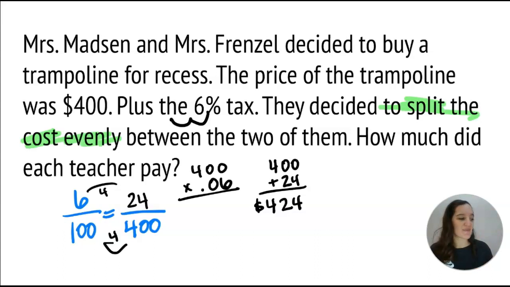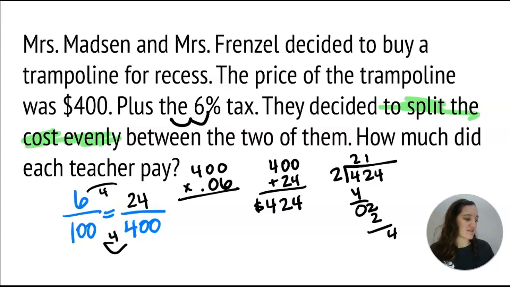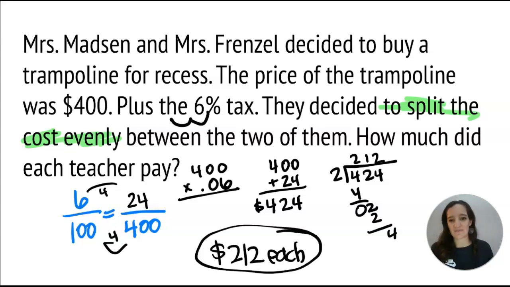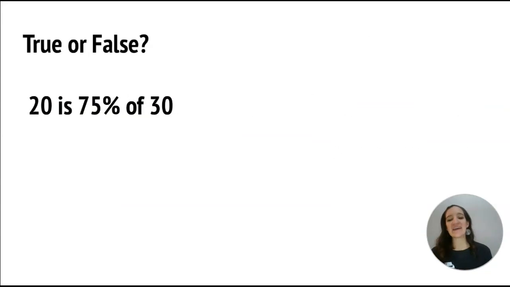Now let's get to the part where they decided to split the costs evenly. There's 2 of us, so we're going to split it 2 ways, and that's going to give me $212 each. You okay with that one? Let's move on then.